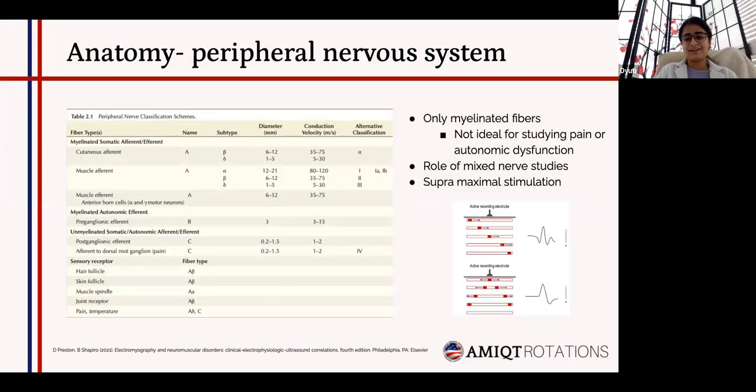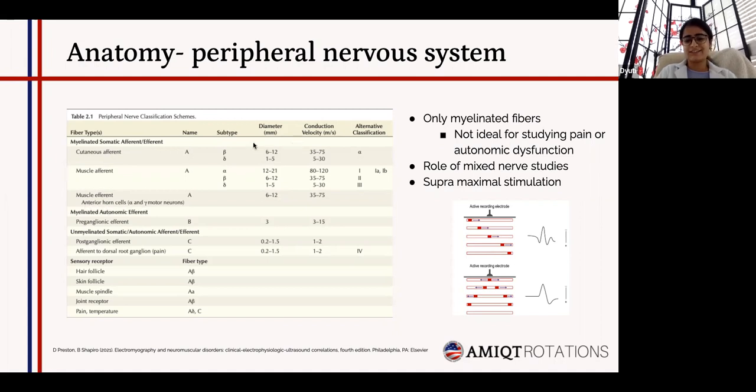The first concept that we must remember is that nerve conduction studies only study the myelinated fibers. That means that these studies are not ideal for studying pain or autonomic dysfunction, which are carried by the unmyelinated fibers, as you can see here. So when we do a sensory nerve conduction study, we are evaluating these A beta fibers, which are the cutaneous afferents to the hair follicles and the skin. And when we are doing a motor study, we are evaluating these anterior horn cells.